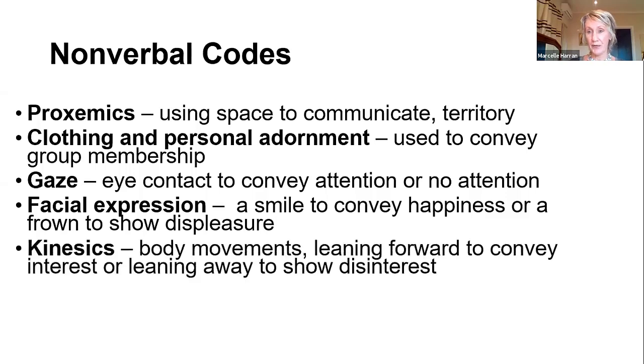Kinesics is our body movement, the whole sort of alignment of our head, neck, hands, posture. So we will lean forward to show that we are interested in something, but if we lean backwards and fold our arms, it often indicates that we are actually not very interested in something, right? So the whole body movement is quite powerful as well.